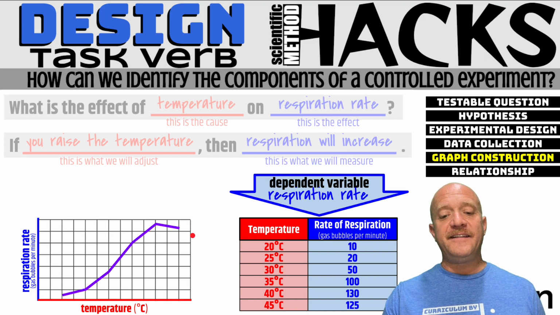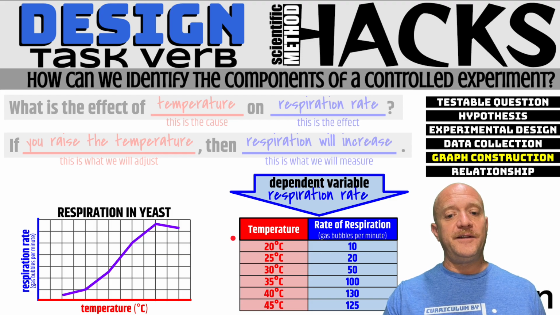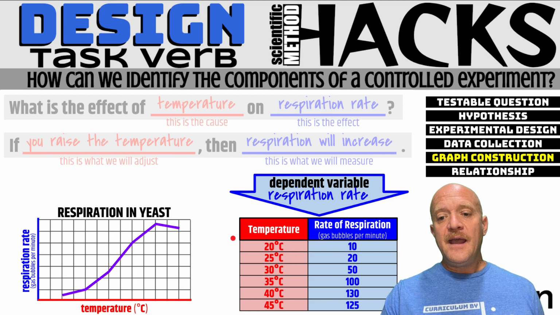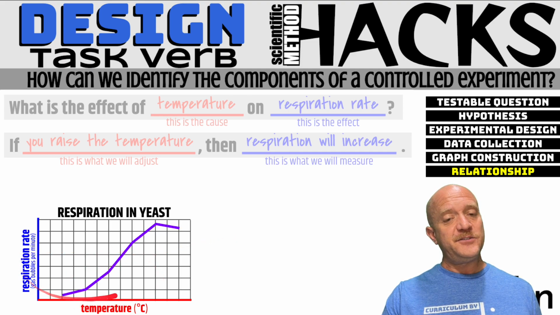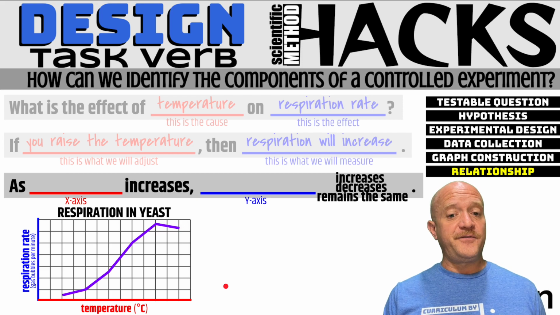Now, once I graph the data, it will look something like this. Always we want to make sure we include a title because we may be prompted to insert a title. The last step, what we need to do now is we need to describe the relationship. So what is the relationship between the independent and the dependent variable? So you can follow this format.